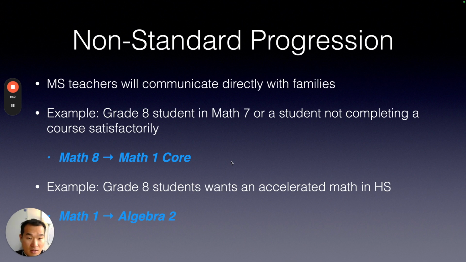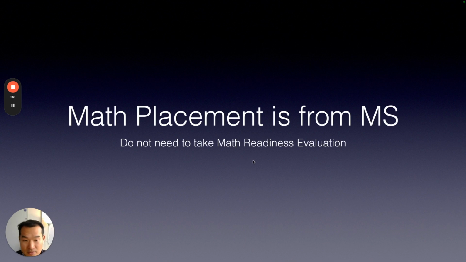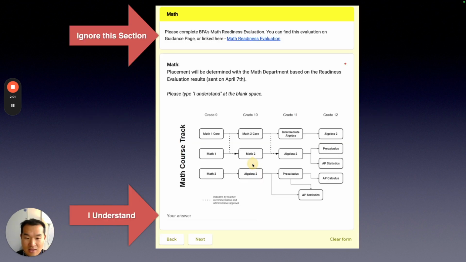And the middle school is gonna communicate to high school math department and also the guidance counselors, and that's the course that we're gonna place them into in their course request. So again, just to recap, all math placement from middle school is decided from middle school, and you do not need to take the math readiness evaluations. So on this form, just ignore this section at the top. And at the bottom, you can just type, I understand that this is the math course track.